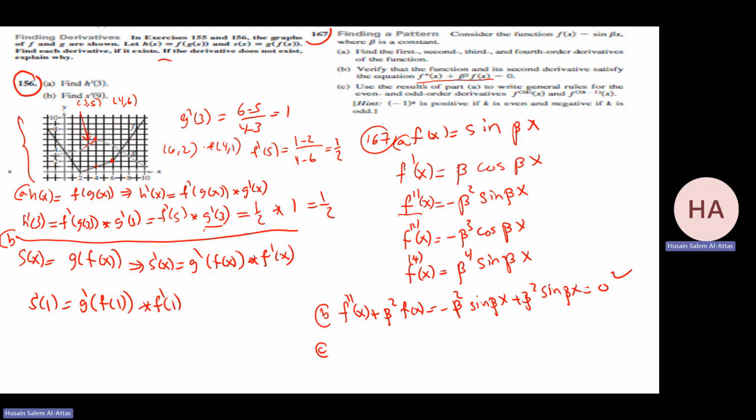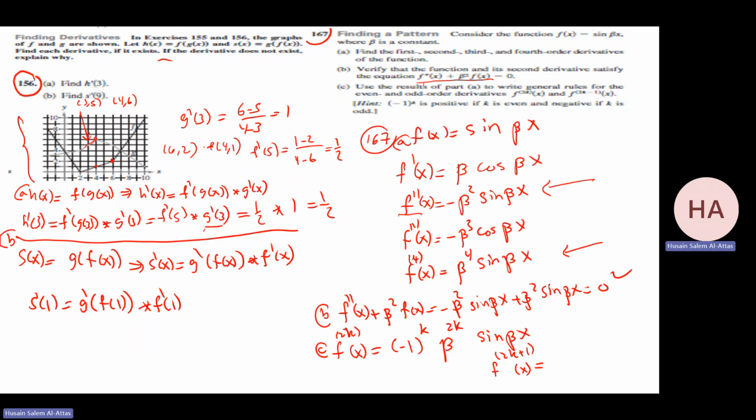C wants us to write a formula for f 2k of x, the even ones. Look at the even ones, I have sine beta x, and the power is the same, beta to the power 2k, and it's like what? One negative, positive, negative, positive, but the first one is negative, so it will be minus 1 to the power k.